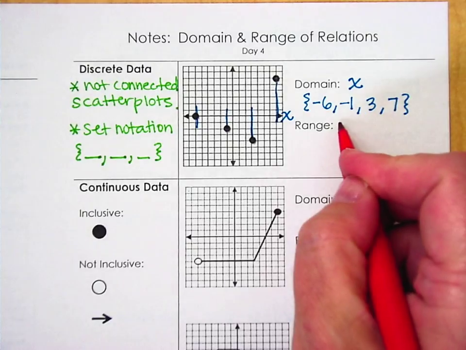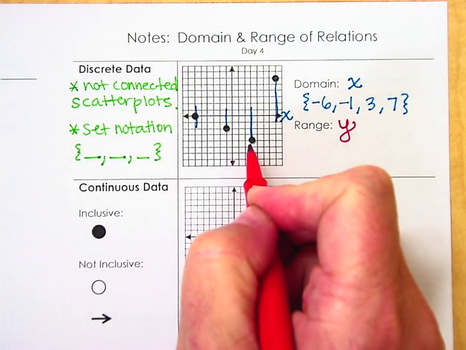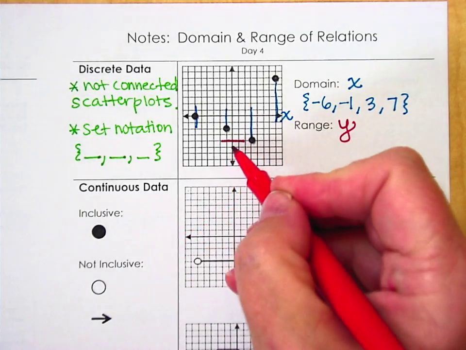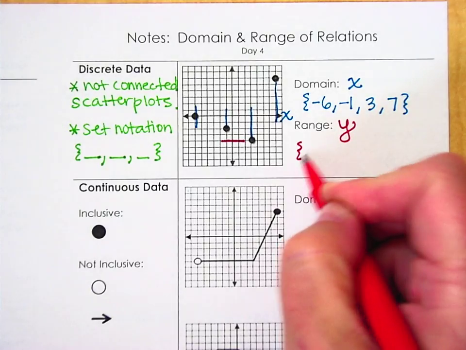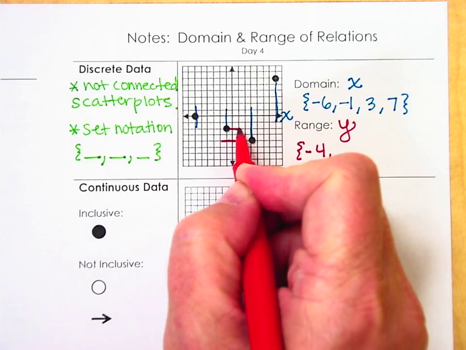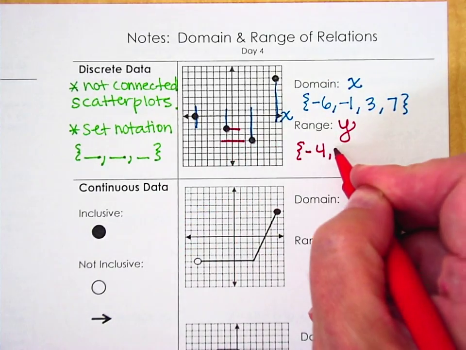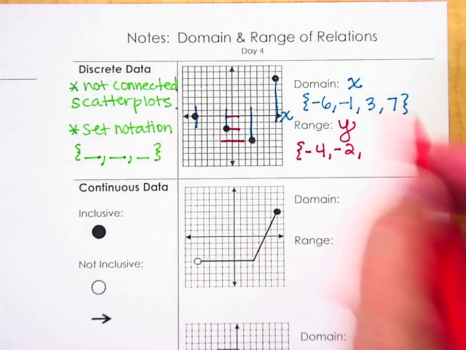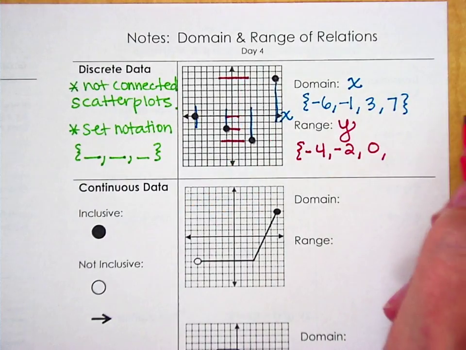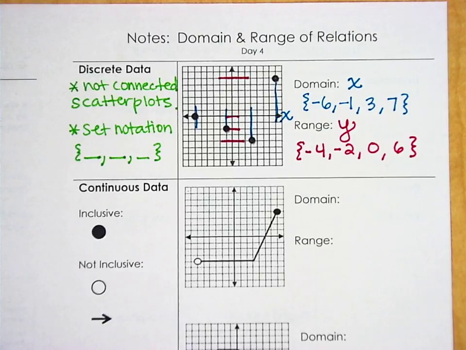The range goes with the y value. For the range here, I like to start at the bottom so that it's in order. We're going to start down here, and it's -4. And go up, and this ordered pair has a y value of -2. The next one has a y value of 0, and then the one up here at the top has a y value of 6. And that's the domain and range for a scatter plot.